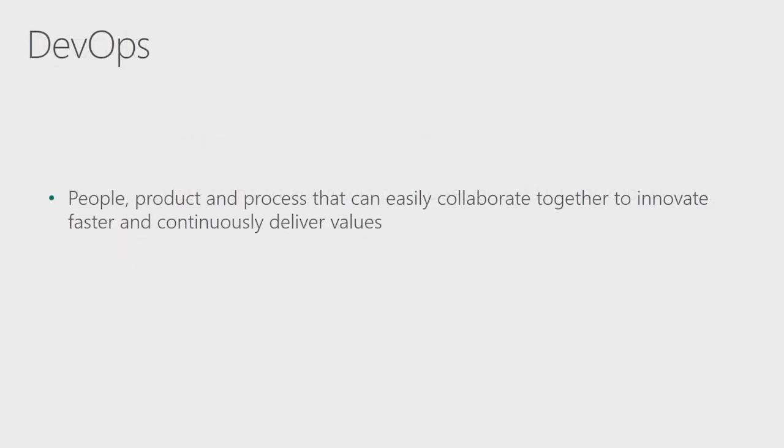So, what is DevOps? DevOps is about people, product, and process that can easily collaborate together to innovate faster and continuously deliver value. Then what is the inhibitor of the collaboration? One of the major factors is high expertise as a barrier between dev and test, DBAs, and ops. Then how can we lower the barrier? It's through a great platform like SQL Server and tools and services that can make things easier, convenient, and efficient. CI/CD automation using VSTS is a good example.